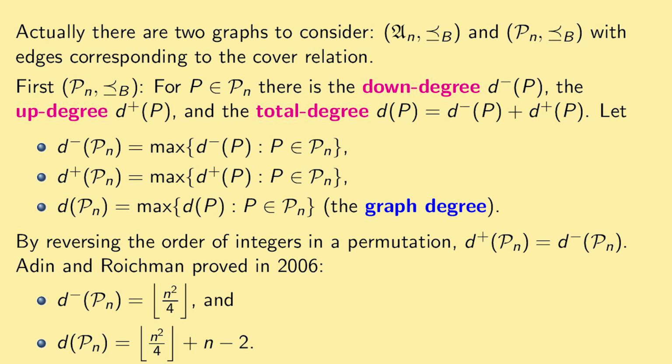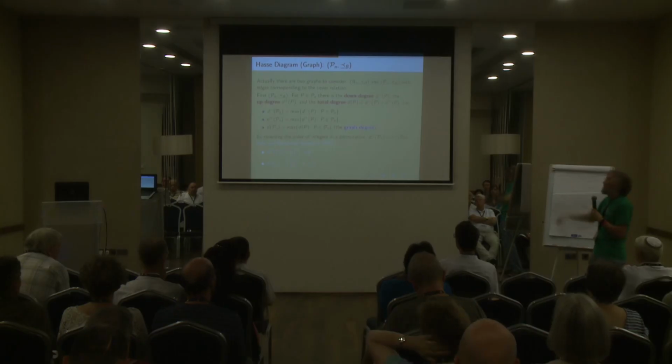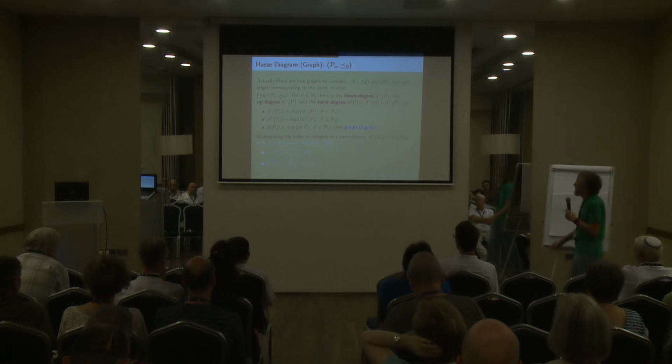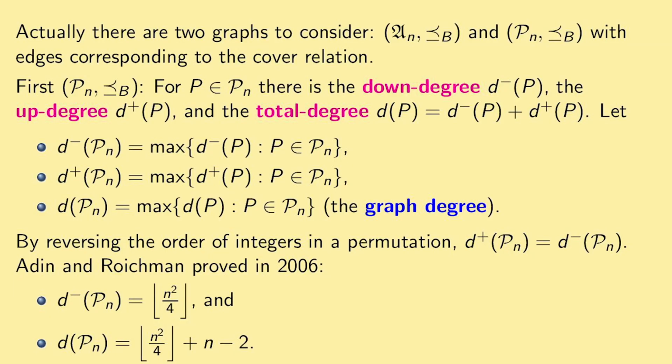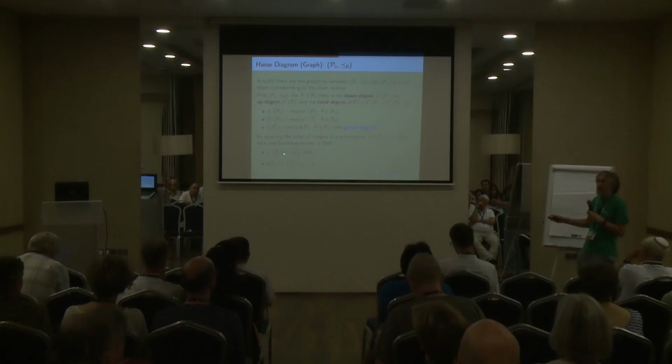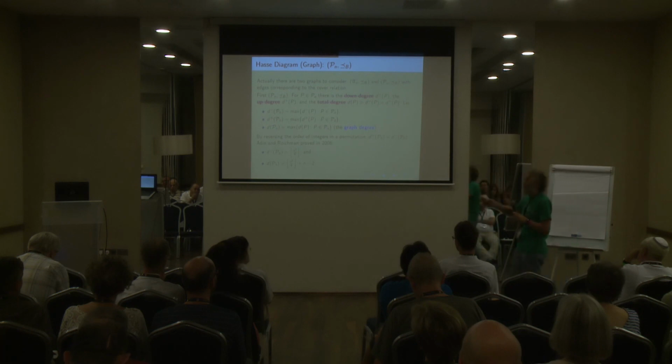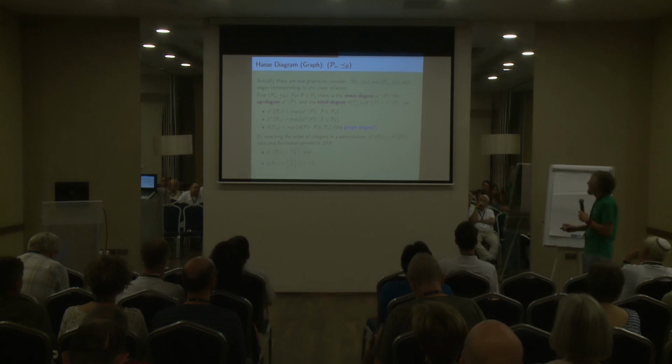And first of all, it's easy to check that D plus is D minus for the permutations, because you can reverse the order of the integers there. It was proved by Adin and Roichman in 2006 that this is the maximum down degree and therefore the maximum up degree, and this is the maximum total degree of any permutation in the Bruhat order on the permutations or permutation matrices. So basically I'm telling you it's known, it's been computed what these degrees are.